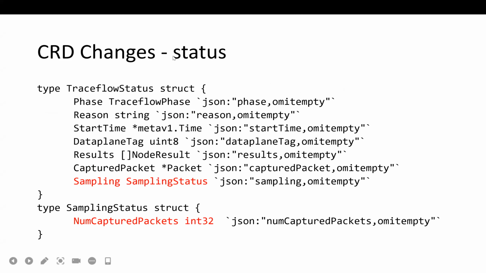And also we change the fields of the traceflow CRD status. So we add a new field called sampling. Currently, the sampling only has one field, numCapturedPackets, which records the number of captured packets.